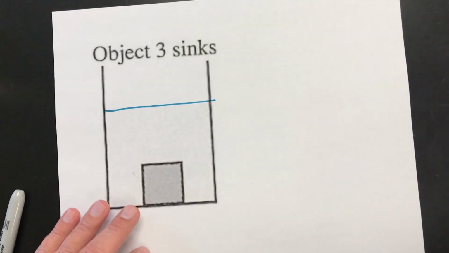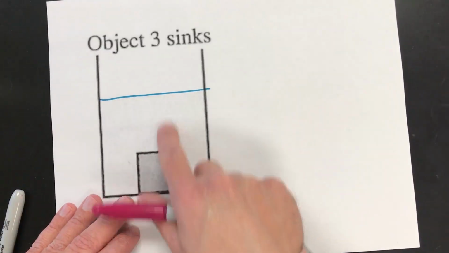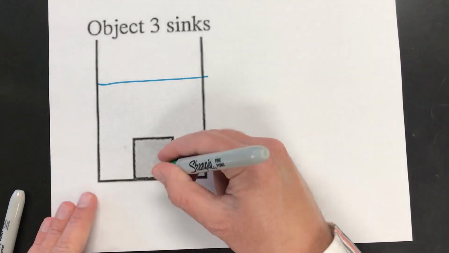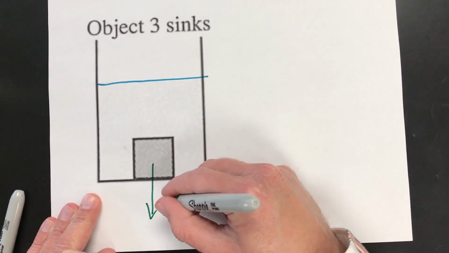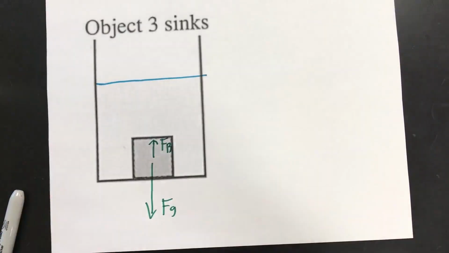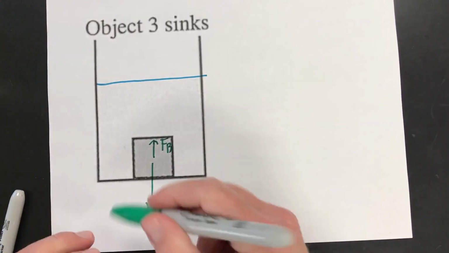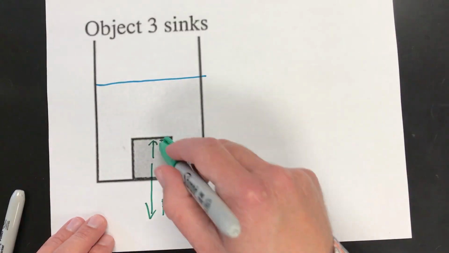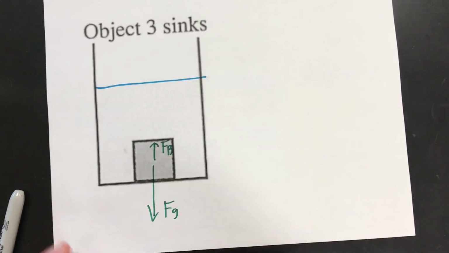So looking now at object 3. For object 3, it has sunk. That means that while it was sinking, the force of gravity on it must have been bigger than the buoyant force, and that is why it sunk. Now we also have a normal force to help balance out the gravity. But while it was sinking, the force of gravity was bigger than the buoyant force, and that's still true right now.